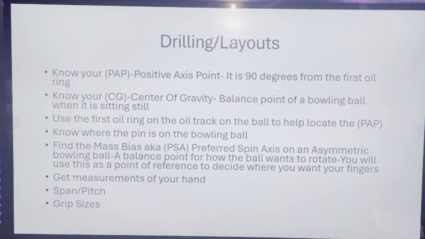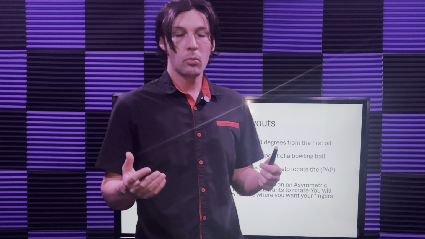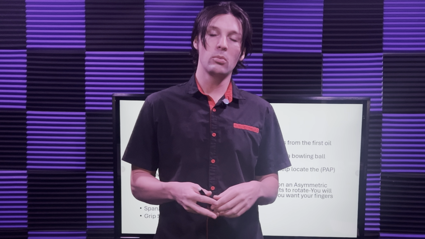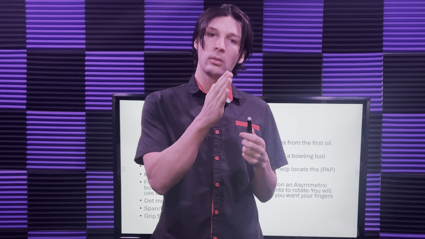So the first point is whenever you're drilling your bowling ball or laying the bowling ball out, you have to know your PAP, which is the positive axis point. And it's 90 degrees from the first oil ring. So whenever you're measuring out your bowling ball, if you're having a pro shop guy do it for you, basically what he'll do is he'll have you throw a ball down a lane, and how your ball travels and how the oil goes across that bowling ball, he will measure from the first oil ring of your track. And so he'll measure 90 degrees from that first oil ring in order to get your PAP.